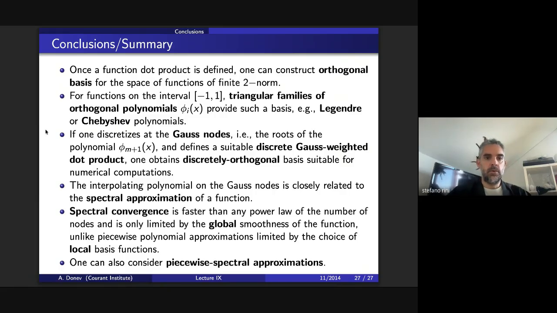Then we look at the spectral approximation of a function, which is the approximation of a function with a polynomial with a minimum L2 power. If we represent a function using these polynomials, then we have a very good spectral convergence of the approximation to the true function. And if you want to use this tool for larger intervals, you would just use a piecewise spectral approximation.